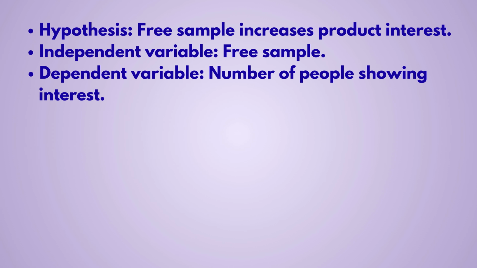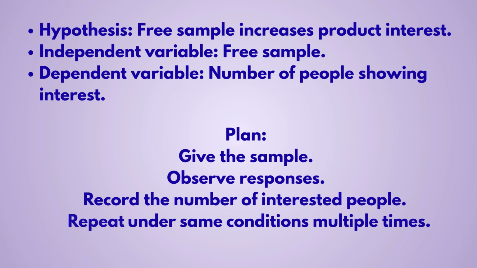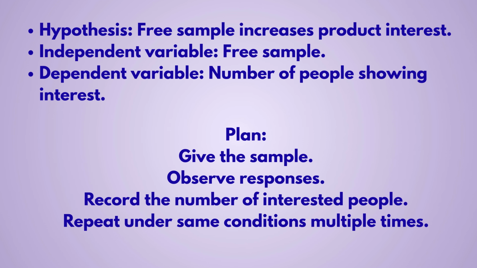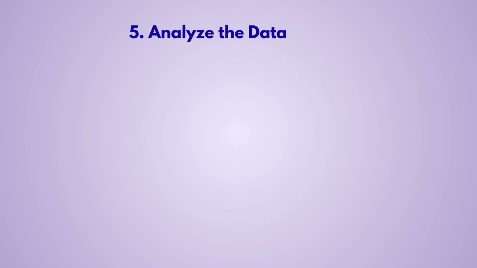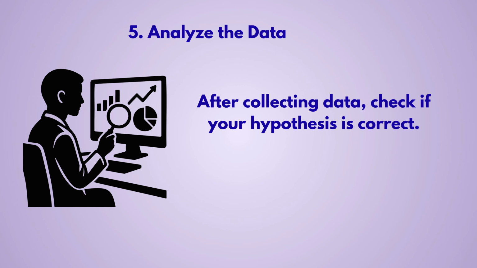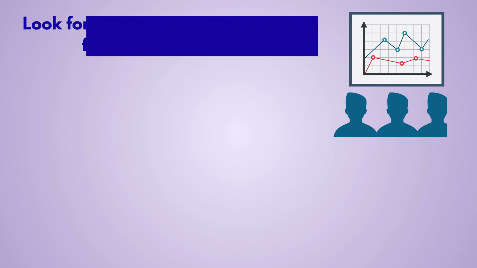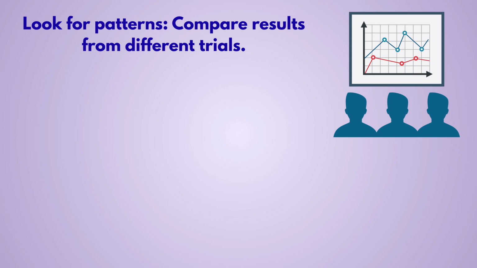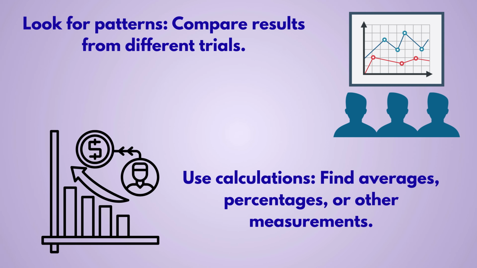If your hypothesis is that giving a free sample increases product interest, your independent variable is the free sample. Your dependent variable is how many people show interest. You would prepare a plan, give the sample, observe the response, record the number, and repeat it several times under the same conditions. 5. Analyze the data. After collecting data, check if your hypothesis is correct. Look for patterns. Compare results from different trials. Use calculations. Find averages, percentages, or other measurements.